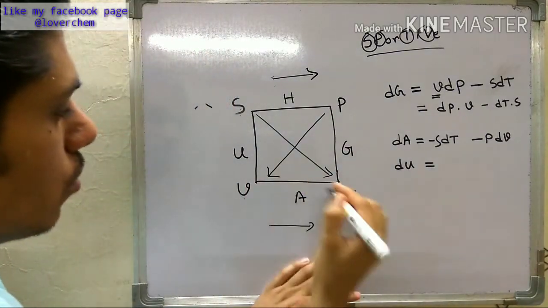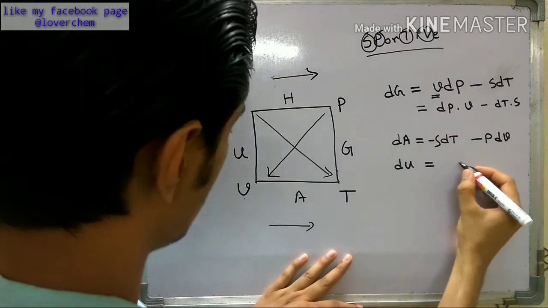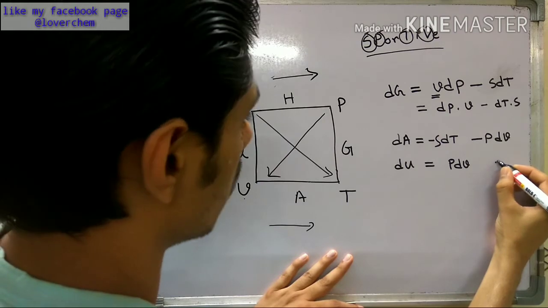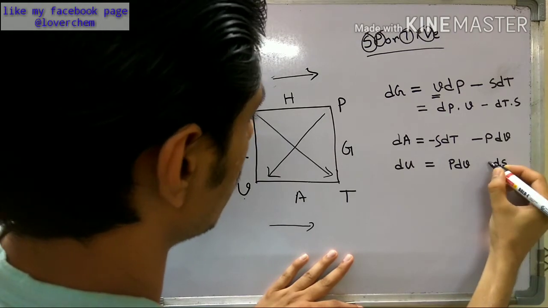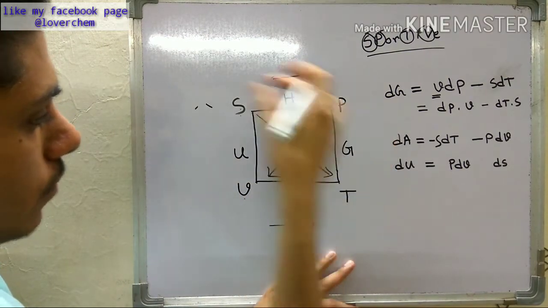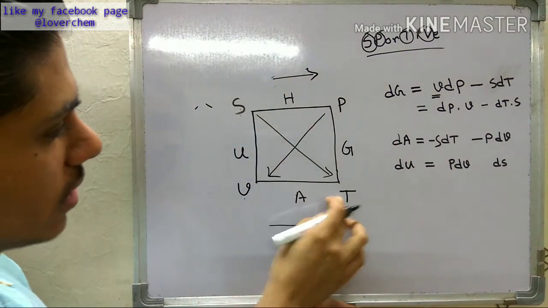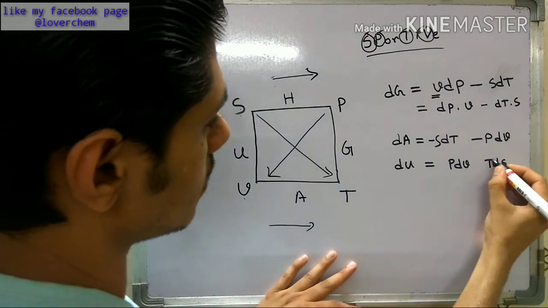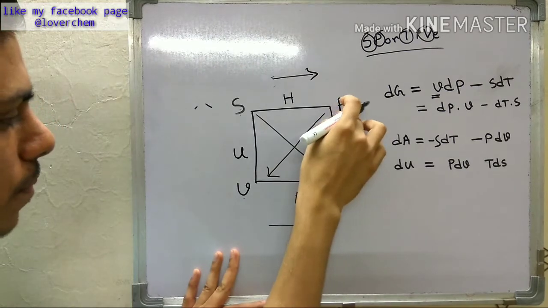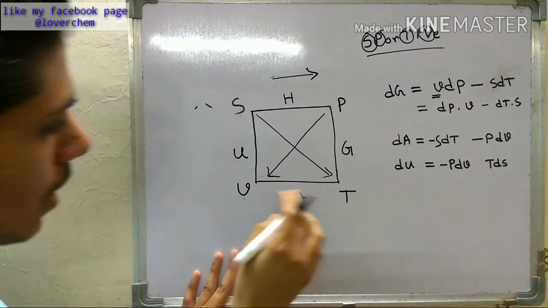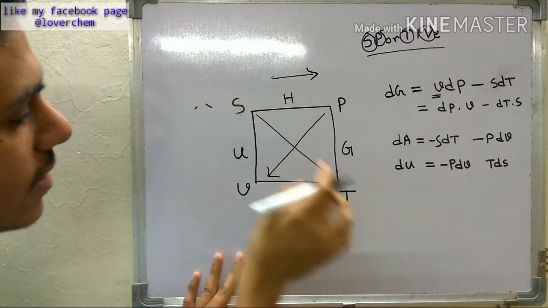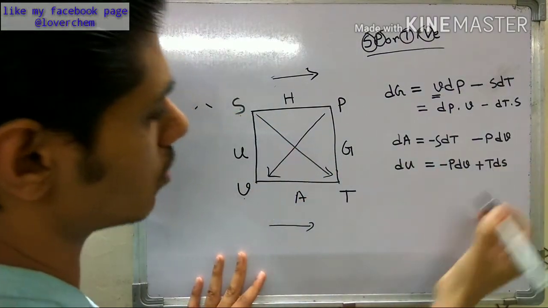So let us do it for dU. In case of dU, you will have dv into p and ds into t, so tds. Now you can see you are multiplying dv with p, but the arrow is from p to v, so here you will have negative. But in this case you are multiplying ds with t and the arrow is also from s to t, so that's why here you will have positive.